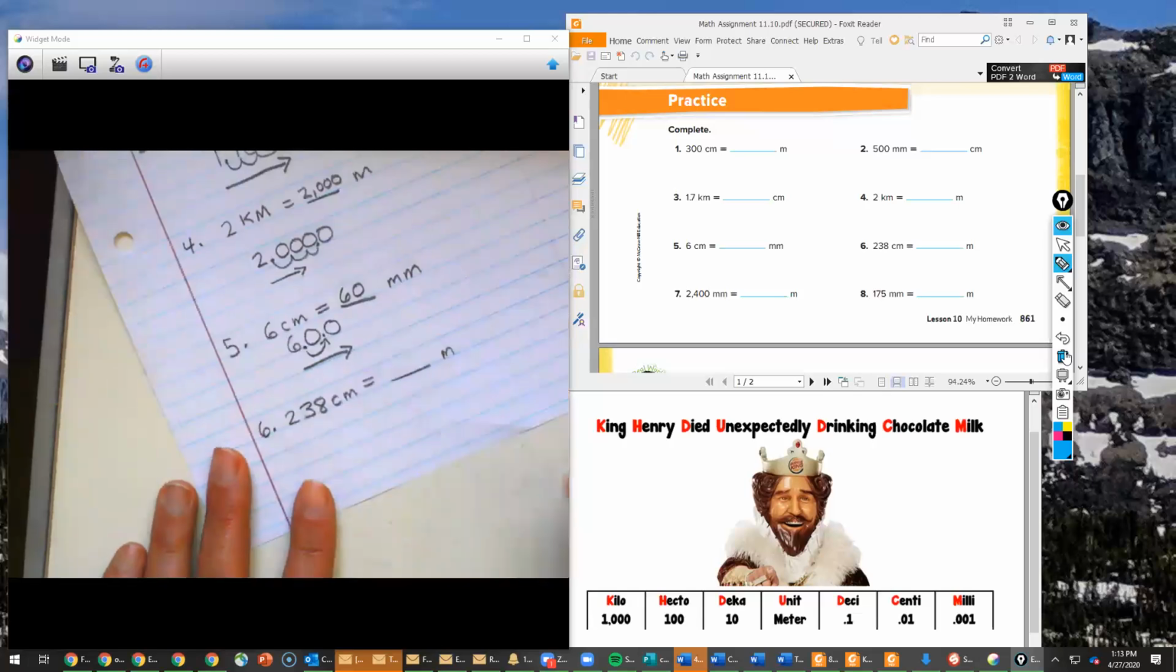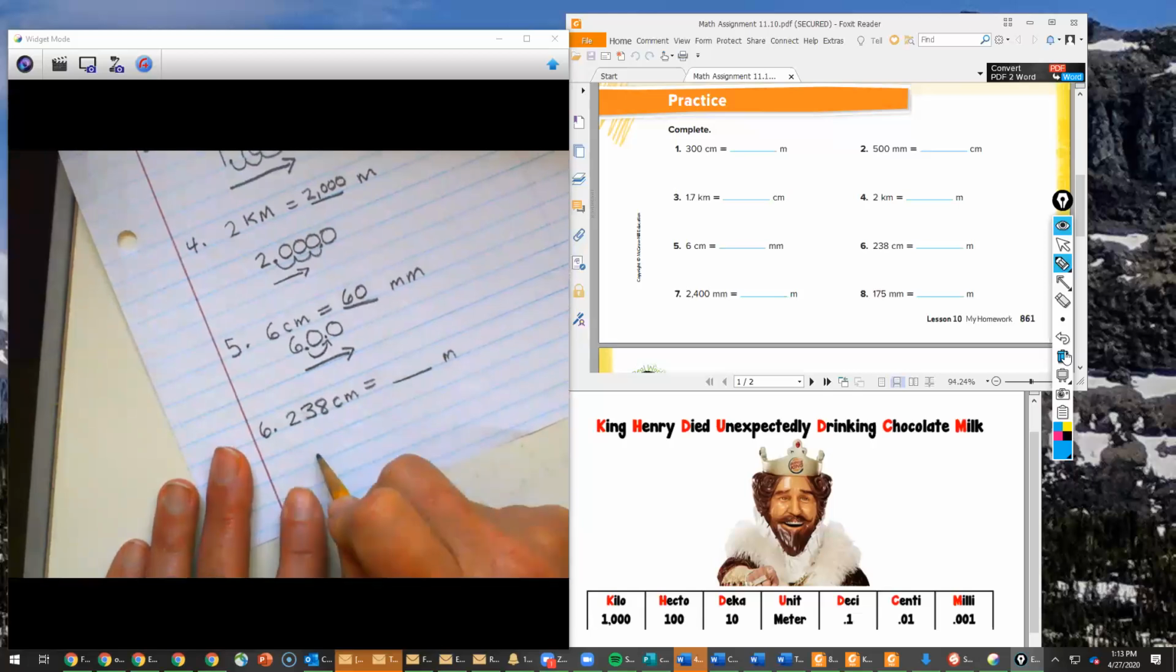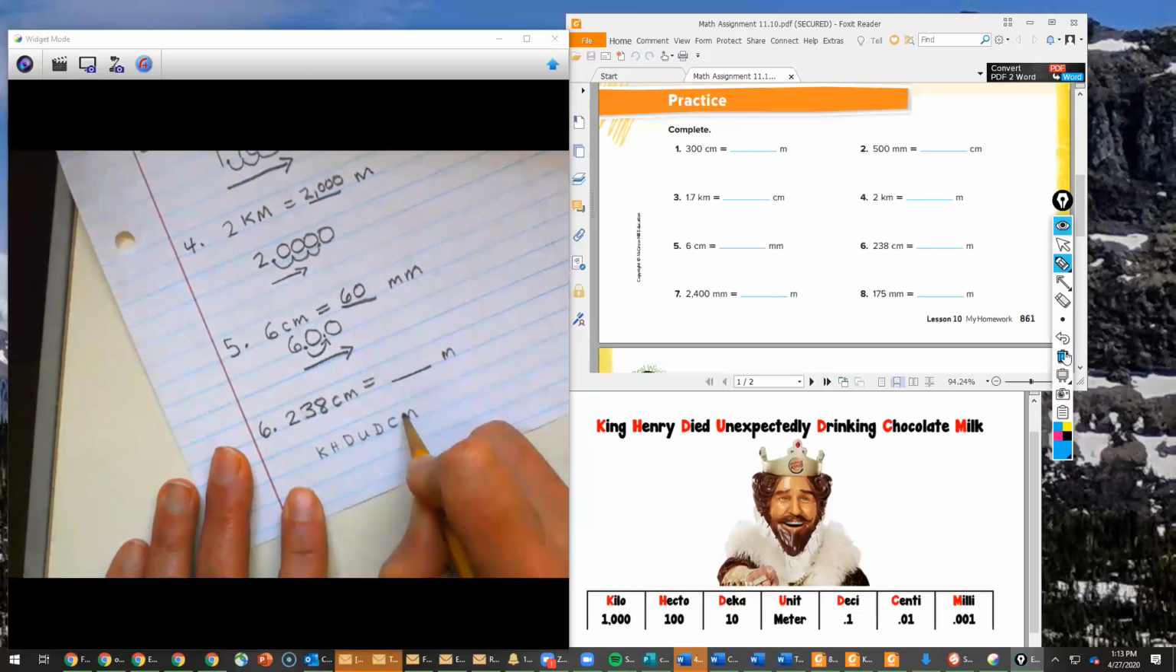Now, boys and girls, I want to show you something. You actually don't even need the chart if you just remember that King Henry died unexpectedly drinking chocolate milk. You can always write it here. King Henry died unexpectedly drinking chocolate milk. And now I have it ready to go when I need it.